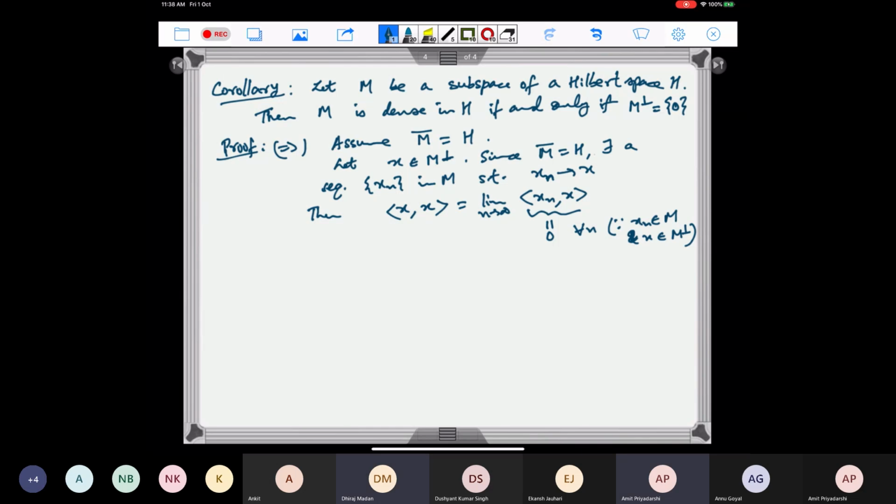Sorry. For any vector in H, we can write it as a limit of a sequence in M. In particular for x also, right? Is it clear? Yes. So therefore we get this, and now because the inner product of x_n with x is 0, this is equal to 0. So this implies the norm of x squared is equal to 0, which implies x is equal to 0.